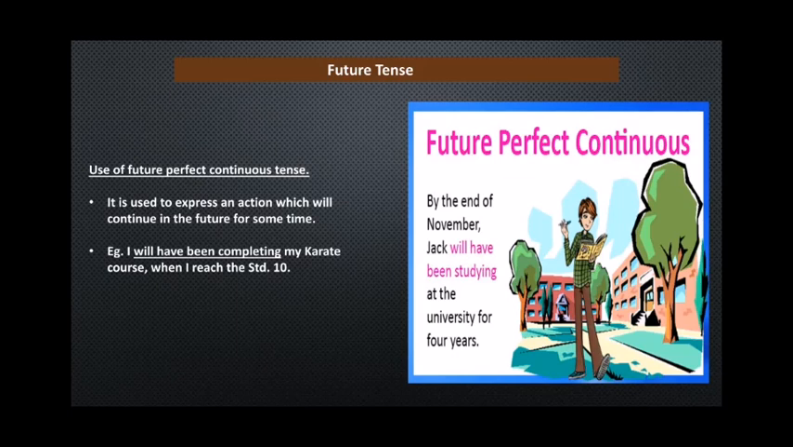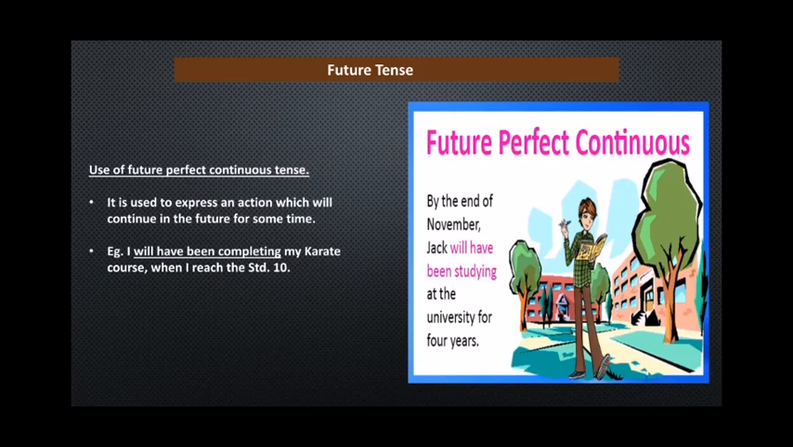Let's do future perfect continuous tense. Let's see the use. It is used to express an action which will continue in the future for some time. Example, I will have been completing my karate course when I reach the standard 10. So, will have been completing is the future perfect continuous tense.